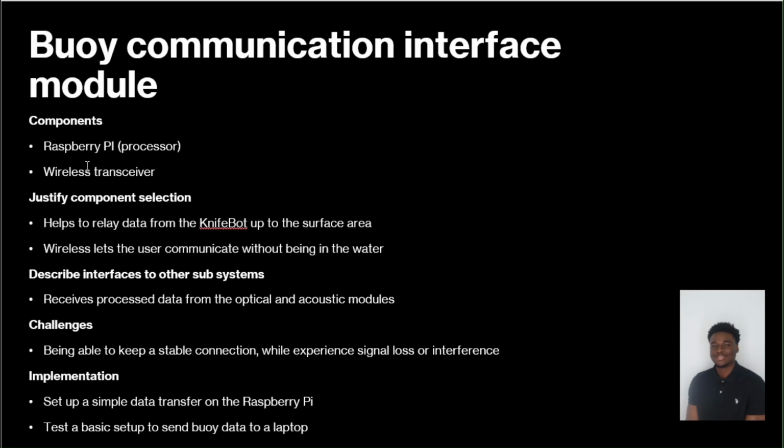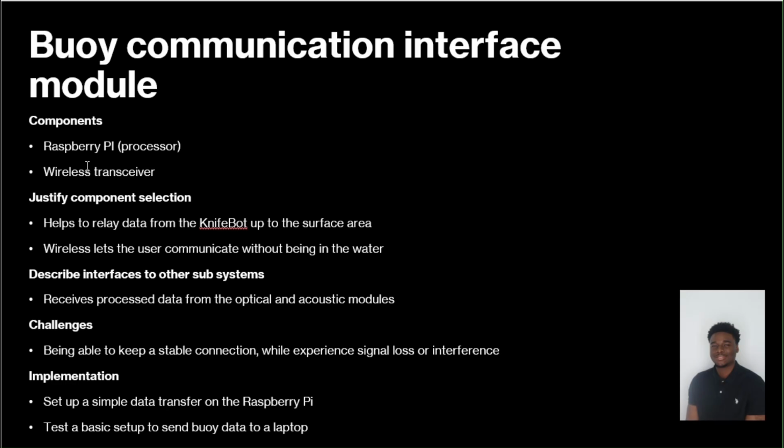Now let's dive into the buoy communication interface. The Knife Port includes a surface buoy communication relay to bridge underwater communication with remote users above the surface. For this subsystem, we selected a buoy processor and a wireless transceiver to relay acoustic data upwards without requiring a wired surface connection. We'll use the Raspberry Pi OS environment on the buoy to prototype message routing because it lets us quickly implement wireless communications without underwater signal hardware complexity.